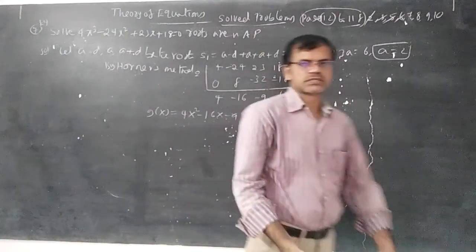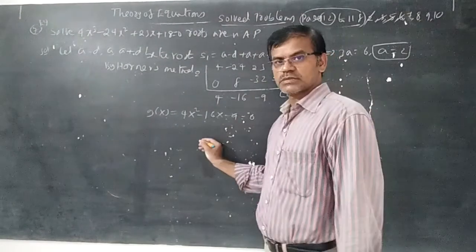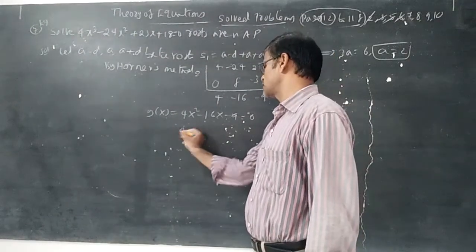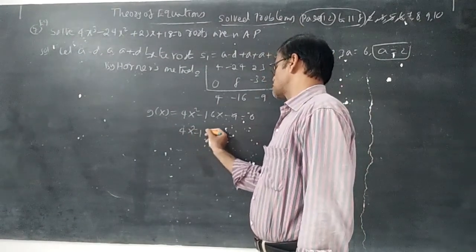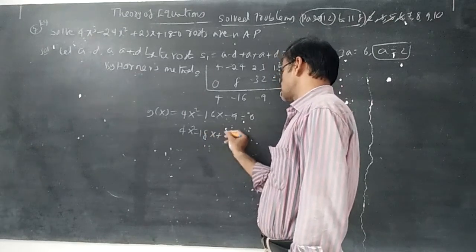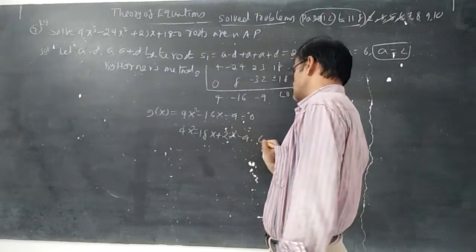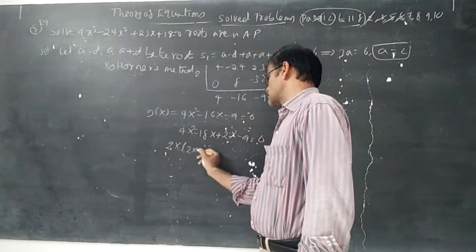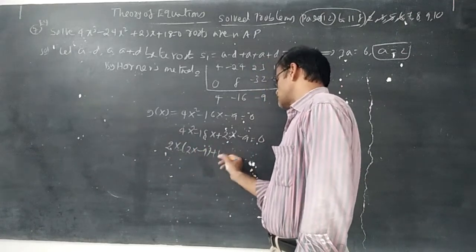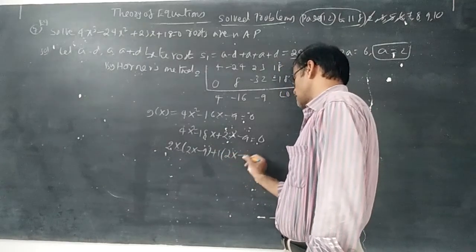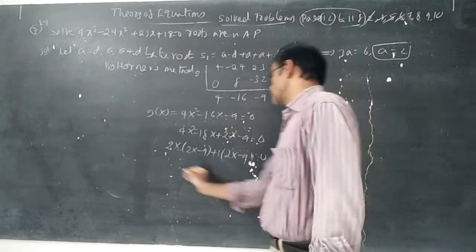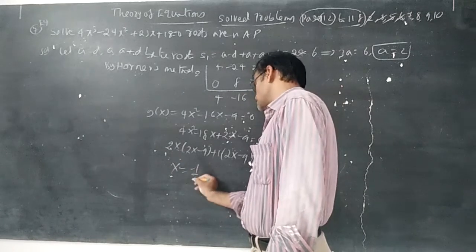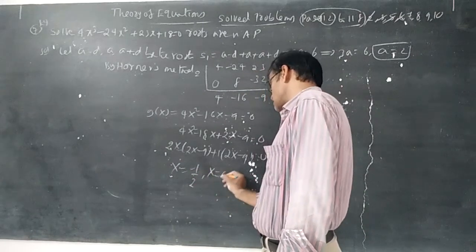Four 9 is 36, depends upon the 4 9 is 36 concept. We can write 4x square minus 18x plus 2x minus 9 is equal to 0. 2x we can take common, it becomes 2x minus 9 plus 1 we take common, 2x minus 9 equal to 0. So x is equal to minus 1 by 2 comma x is equal to 9 by 2.